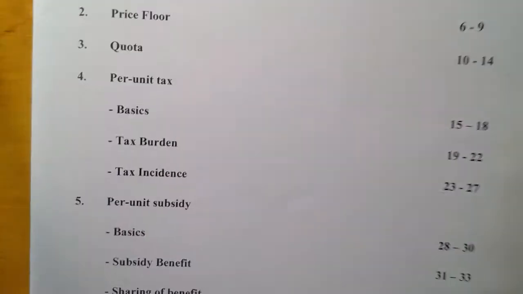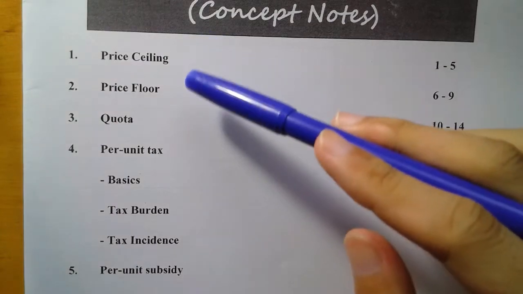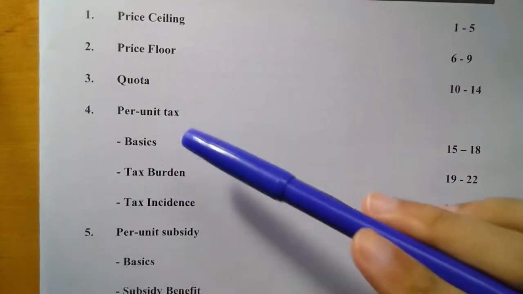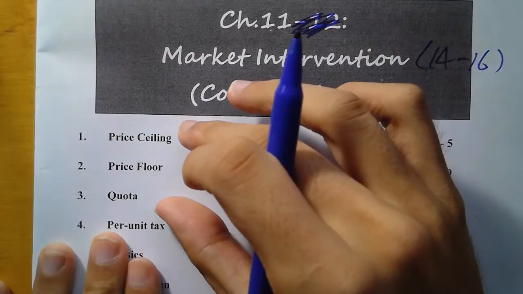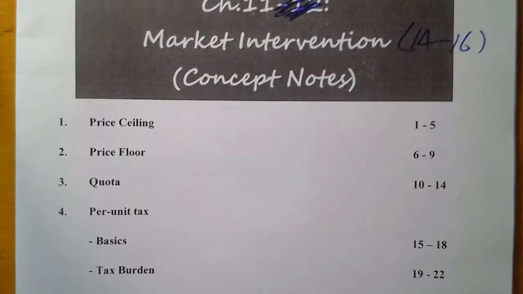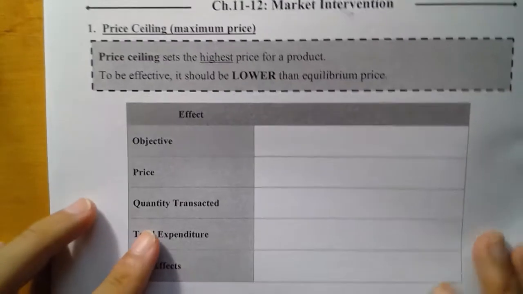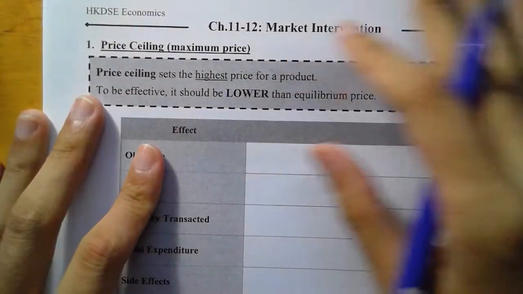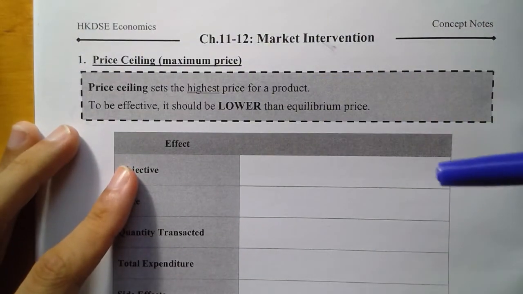Now I suggest we break it down into 5 different videos to talk about 5 different measures. We are going to talk about price ceiling, price floor, quota, per unit tax and per unit subsidy. The first 3 are not so difficult. The last 2 are extremely difficult. All right, so let's take it slow. First, we are going to deal with the easiest one. Unfortunately, also the most useless one. You will know soon. Now here we will talk about price ceiling.